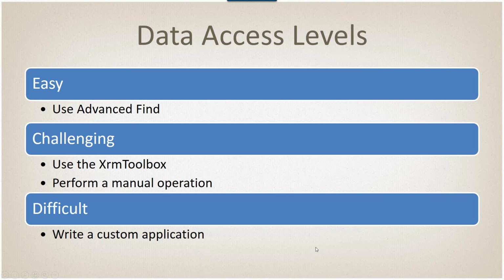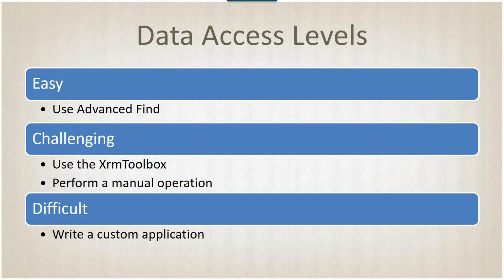So let's talk about the data access that we actually have to pull out. I've kind of categorized it into three levels of access. The easy stuff we can pull out with simply Advanced Find. Remember, most of the stuff that you're documenting inside CRM is just simply data, so we can use Advanced Find for pulling things out.